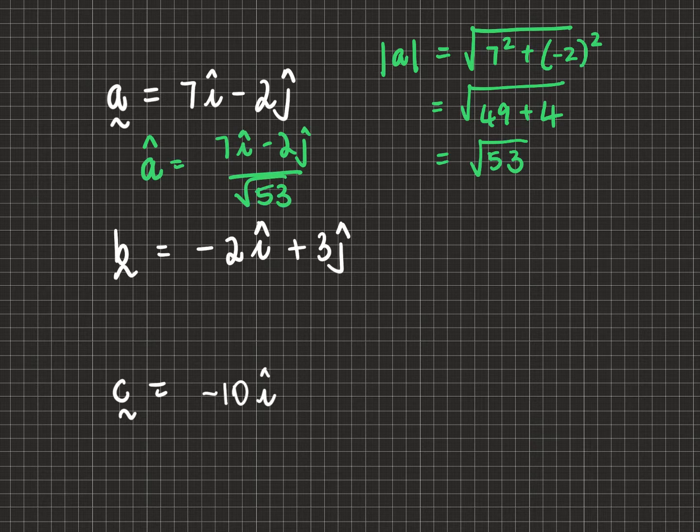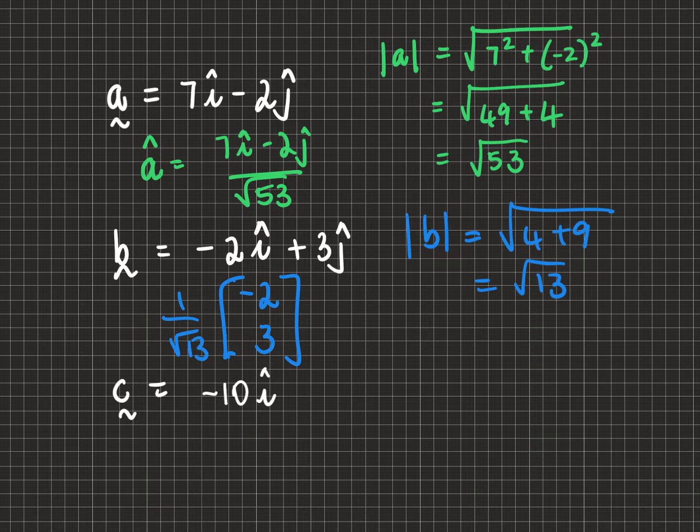Could you pause the video now and find me unit vectors in the direction of B and C? Hopefully you had some success at that. Remember, we can't go on to our new work until these basic concepts are really firm. Well, the magnitude of B is going to be the square root of 4 plus 9, square root of 13. So unit vector B, I'm going to write it this way this time. It's going to be 1 over root 13 times that.